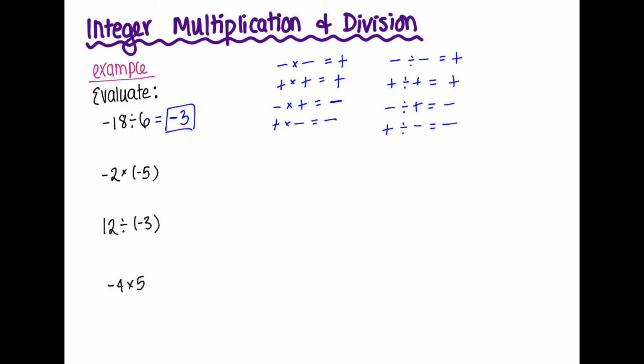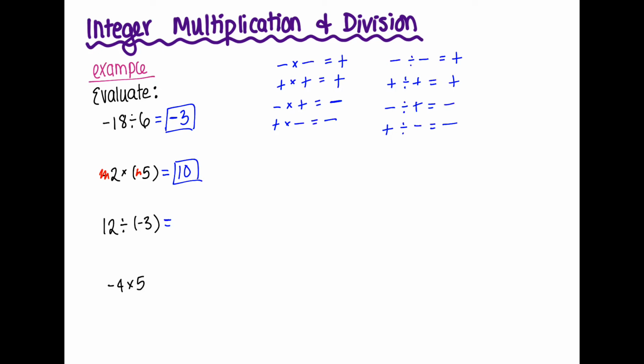For our next problem, negative 2 times negative 5. If we're multiplying two negatives together, my answer is going to come out to be positive. So I can really just ignore these negative signs at this point because I know my answer is going to come out to be positive. 2 times 5 is 10. So 10 is my final answer.